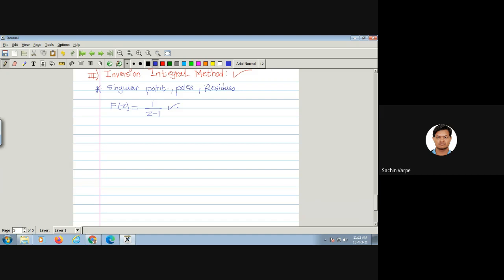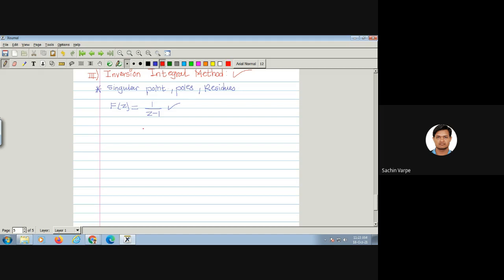Even if we check, the derivative is also not defined at z equal to 1. What is the derivative of this function? Minus 1 by (z minus 1) the whole square, right? That is again not defined at z equal to 1. Further, all derivatives will not be defined because the function itself is infinite. We want some finite converging value so that its infinite series will be convergent.